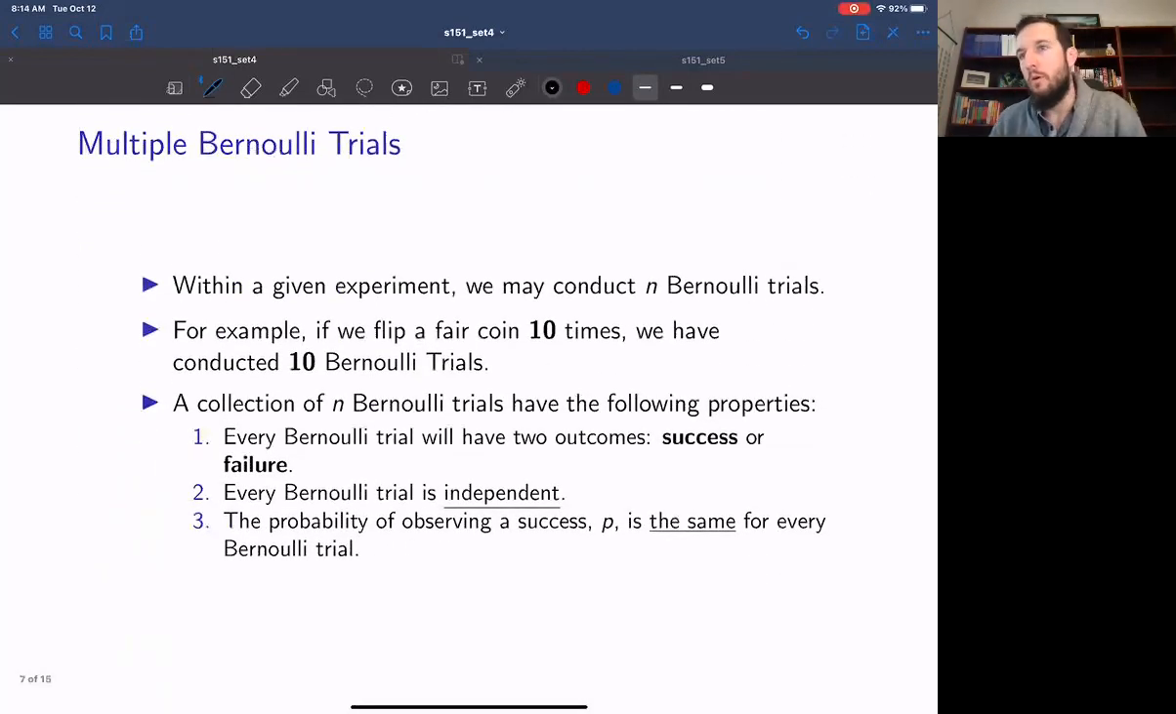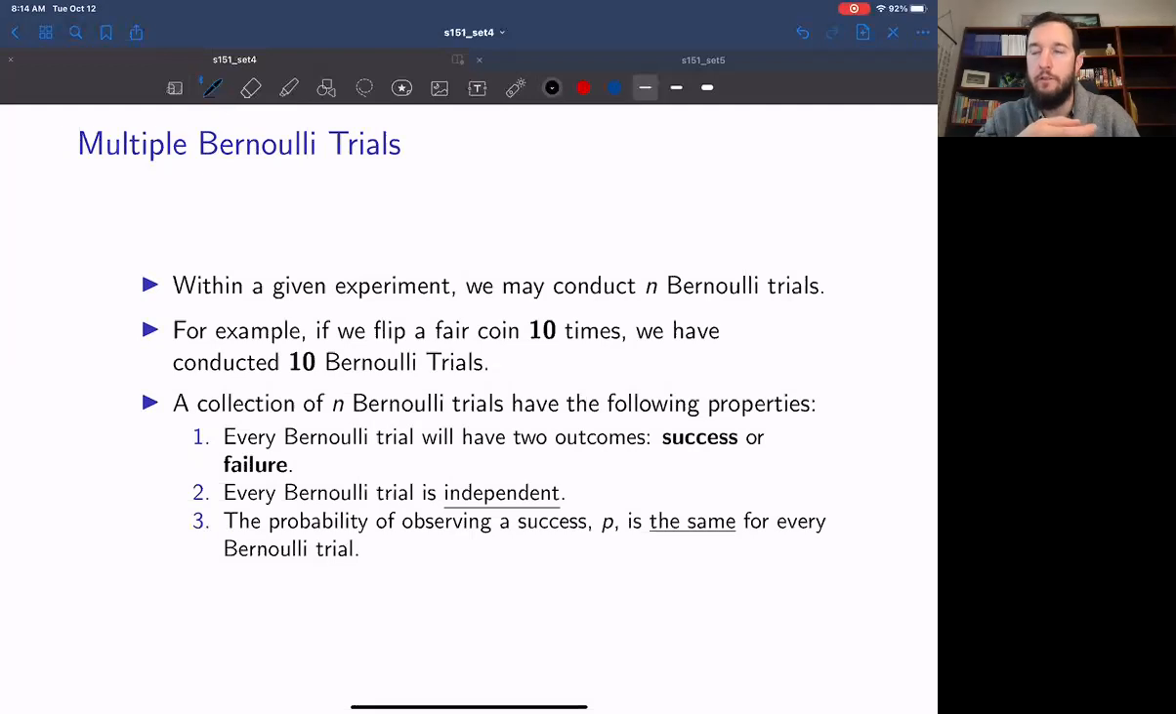Now where the binomial distribution comes into play is that on its own, the Bernoulli trial is not overly interesting, right? So we flip a coin one time. We know that for most coins, it's going to be a 50-50 chance of getting a head or a tail. But what if we repeat the Bernoulli experiment multiple times? So let's say we flipped 10 coins. Now the problem becomes a little bit more interesting.